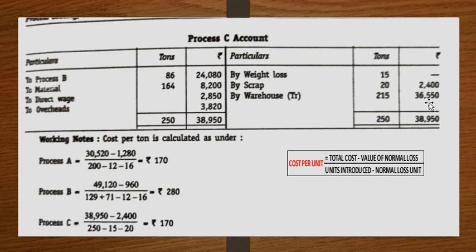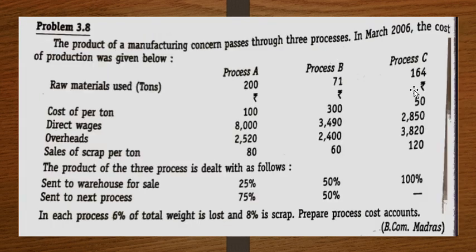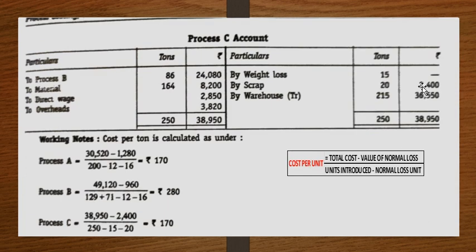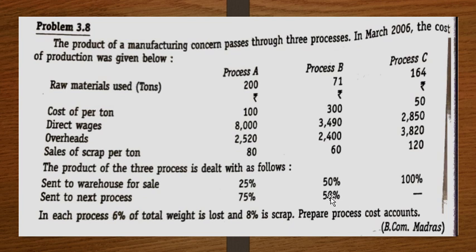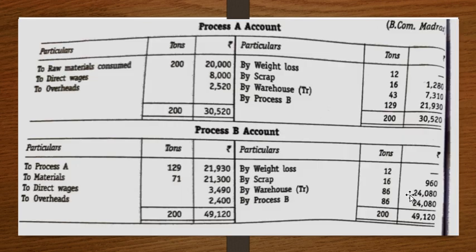For this scrap, you have a realizable value, which is stated in the problem. The sale of scrap is at rupees 120 per ton. So 20 into 120 will give you 2,400. Next you have the amount which is transferred to the warehouse. Let us look into what they have stated in the question. Sent to warehouse for sale is 100%. As this process is the last process, the whole amount is transferred to the warehouse for future sale. So there is nothing to be sent to the next process.